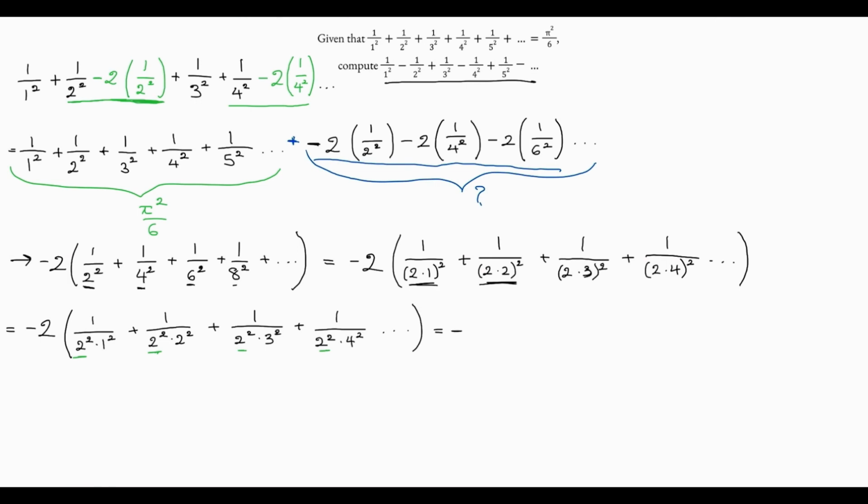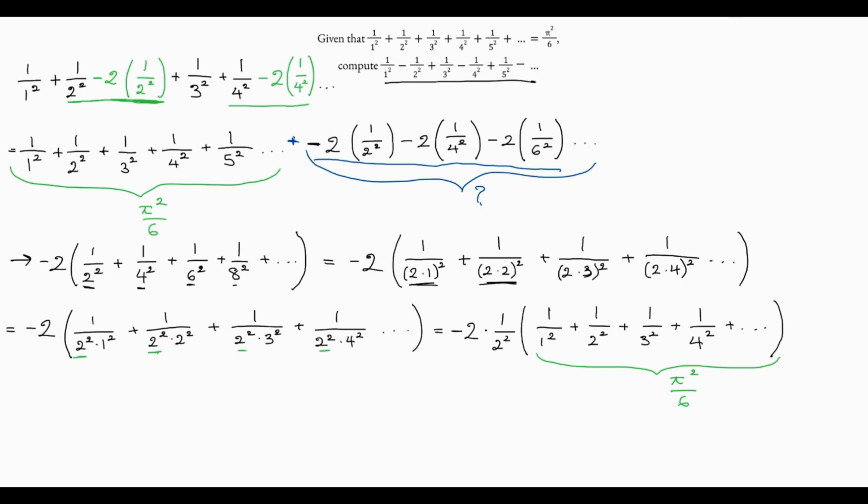So this will become -2 times 1 over 2 squared times 1 over 1 squared plus 1 over 2 squared plus 1 over 3 squared plus 1 over 4 squared, and so on. Well, this should look familiar. What's inside the brackets is simply equal to pi squared over 6.